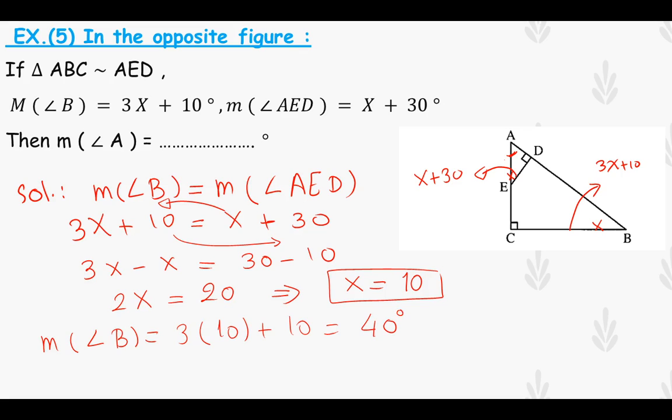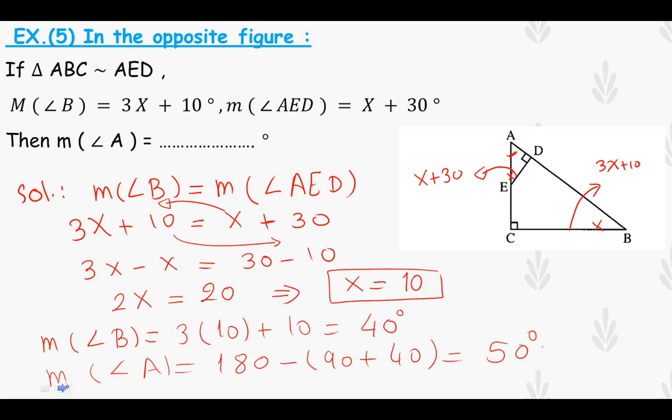And we have measure of angle C equals 90. So measure of angle A, the last one, will equal 180 minus 90 plus 40. So this is equal to 50 degrees. 180 minus 90 plus 40 equals 130. 180 minus 130 equals 50 degrees.